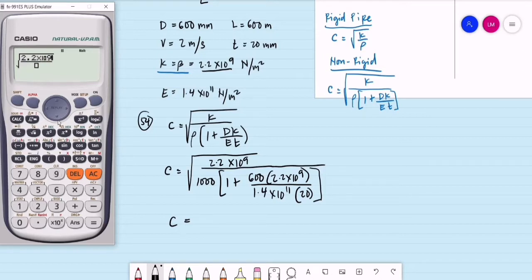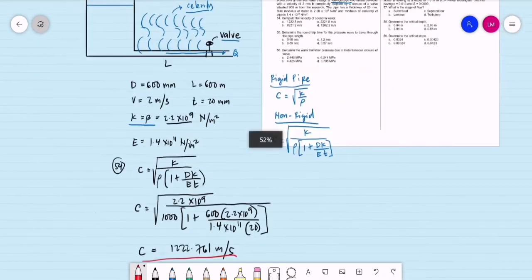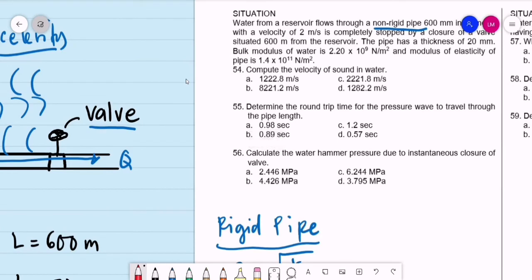This is 2.2 times 10 raised to 9, divided by the density of water, 1,000, multiplied by 1 plus the pipe diameter, 600, bulk modulus 2.2 times 10 raised to 9, divided by 1.4 times 10 raised to 11, the modulus of elasticity of the pipe, times the 20 millimeters thickness of the pipe. If you do unit analysis, all the units will cancel. So this is equal to 1,222.761 meters per second. This is a velocity, so the unit is meters per second. Let's check question number 54. The closest value will be letter A, 1,222.8 meters per second.